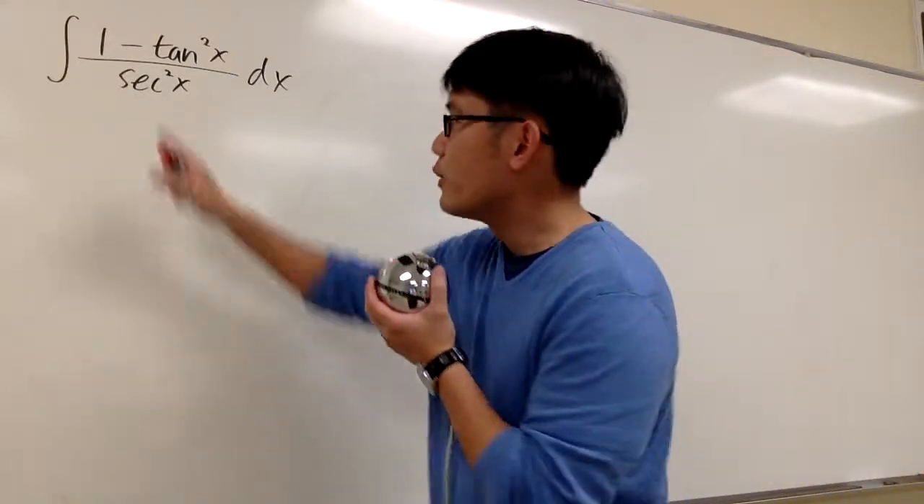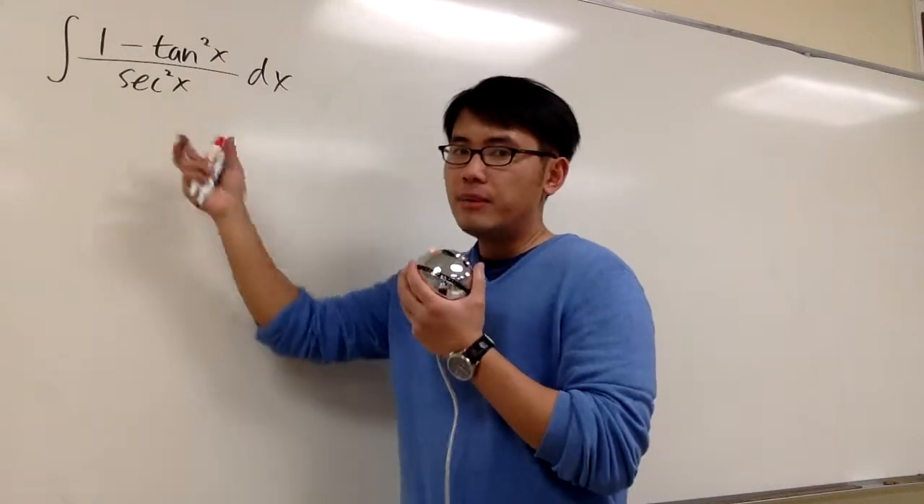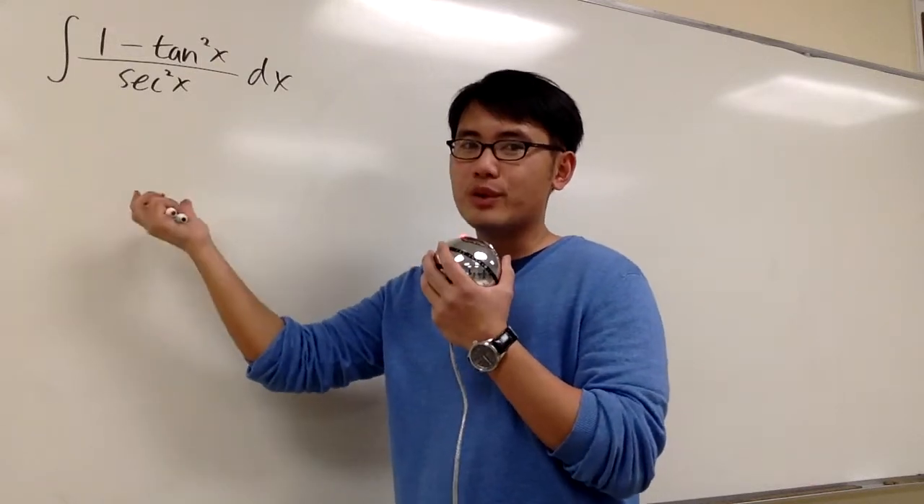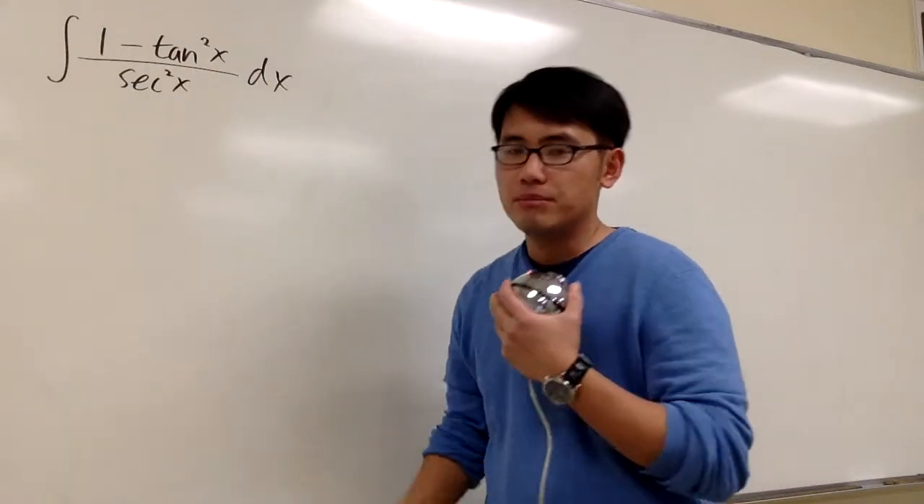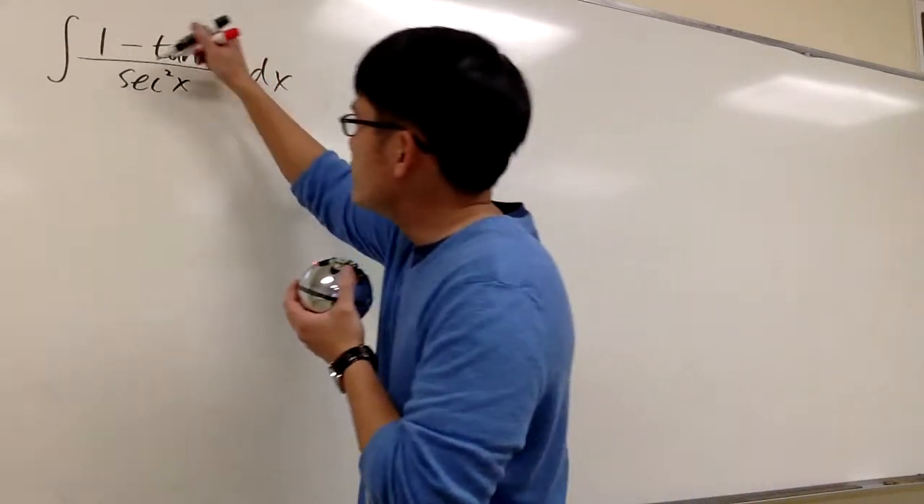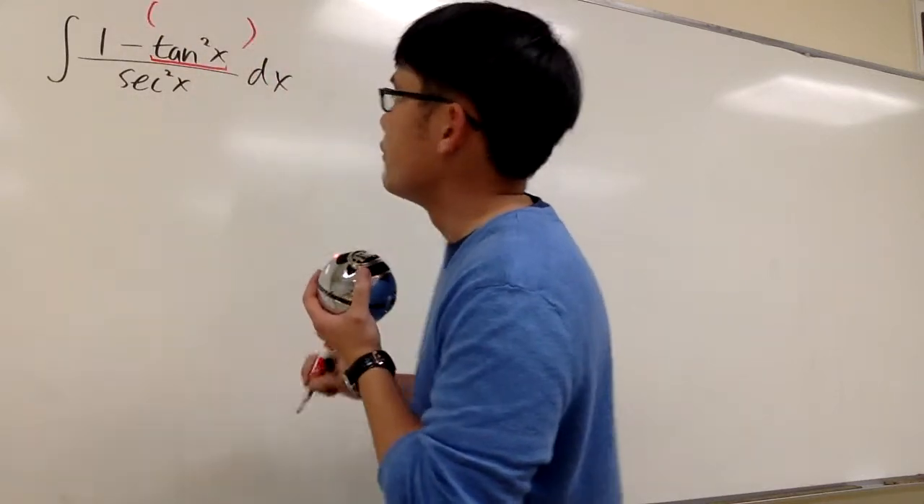Let's see how we can integrate 1 minus tangent square over secant square x. Because the bottom is just one thing, secant square, you can first split the fractions and then apply the trig identity, but then it doesn't really matter. I would just like to look at tangent square right here and then apply a trig identity for that.